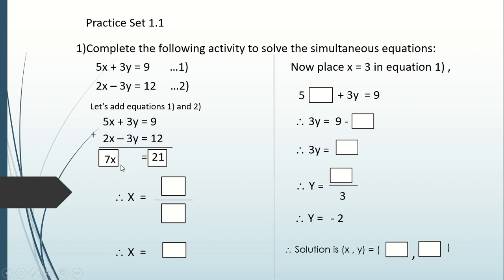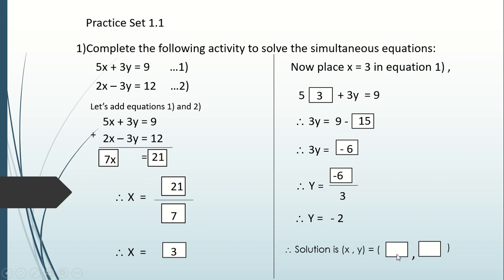Now I have 7x is equal to 21, therefore x is equal to 21 divided by 7, because 7 goes to the other side and becomes division. 21 divided by 7 is 3. Now place x is equal to 3 in equation number 1. So here in place of x you put 3, and I will have 5 into 3 plus 3y is equal to 9. 5 threes are 15. Therefore 3y is equal to 9 minus 15, which is minus 6. So y is equal to minus 6 upon 3, and therefore y is equal to minus 2.